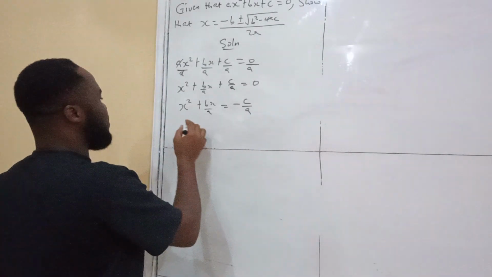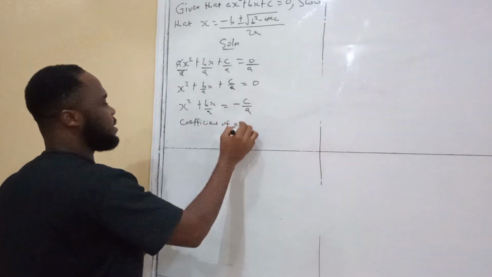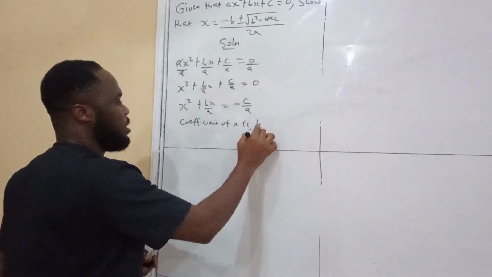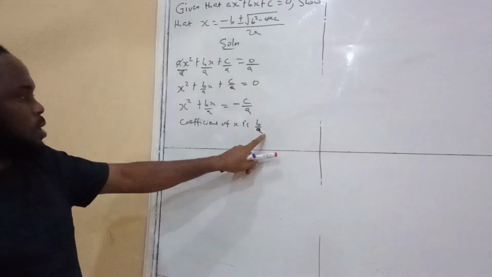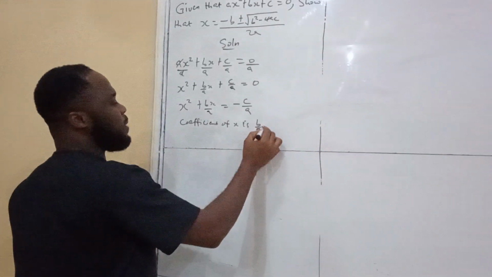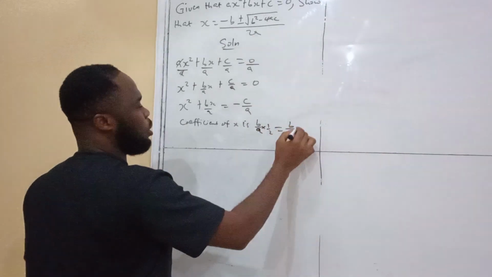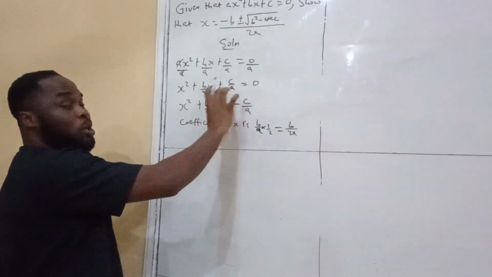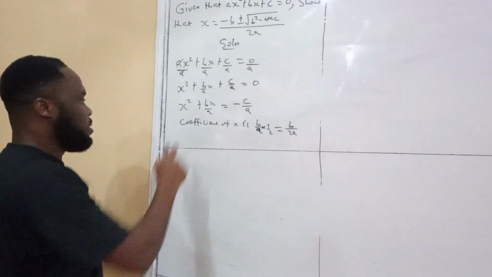Now, the coefficient of x is b over a. So what's the rule? The rule says that when we get the coefficient of x, multiply it by half, square it, and add on both sides. So when we multiply this by half, we shall have b all over 2a. When we square it, we add it on both sides. The essence of adding it on both sides is to make sure that the equation remains the same.